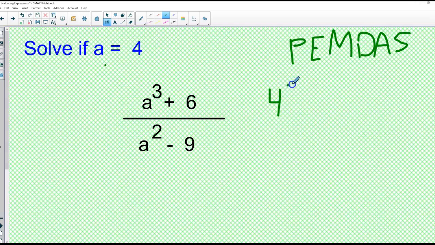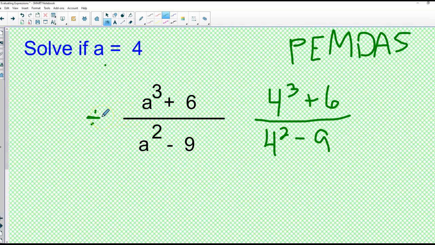So my problem would be 4 to the third plus 6 on the top, and the bottom is 4 to the second power, or squared, minus 9. Okay, now this one looks a little different from the rest because it has this bar in here. And again, we've talked about this before in class, but that bar is an indicator for a division sign. So it means we need to figure out the total of the top and figure out the total of the bottom and then divide them. Anytime you see that big bar, it's telling you to divide.